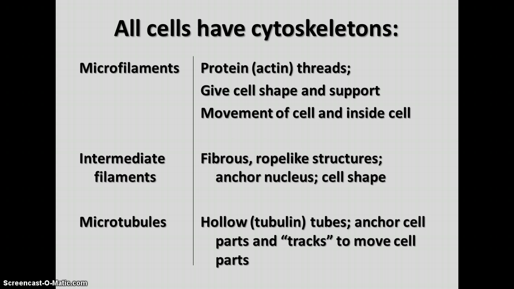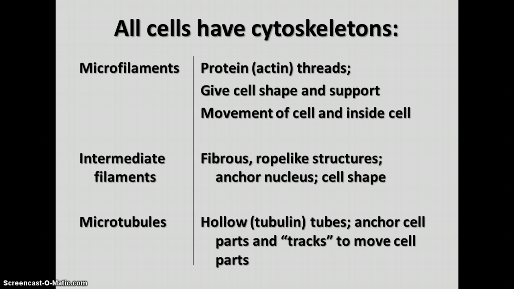Cytoskeletons are made of several different structures. We have microfilaments, which are protein threads like actin, which is also found in muscle cells. These give the cell shape and support and allow for movement of the cell and movement inside the cell.